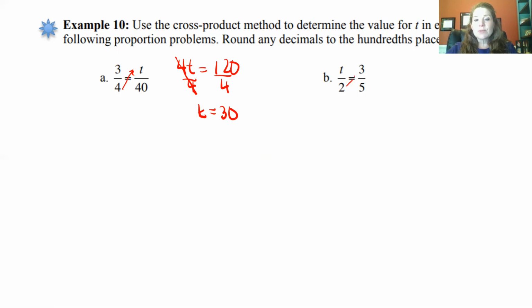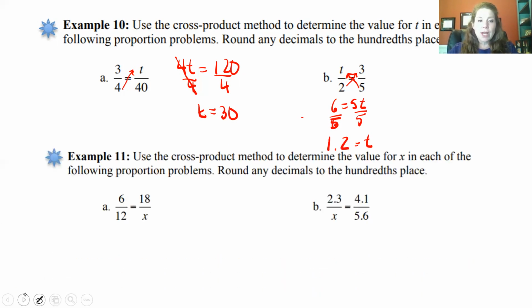All right, what about this one? 3 times 2 is 6. 5 times t is 5t. So then we divide both sides by 5. Oh, whoopsie, sorry, not 6, 5. And so we're going to divide in our calculator because it's not a whole number. 6 divided by 5 is 1.2. So t is equal to 1.2.